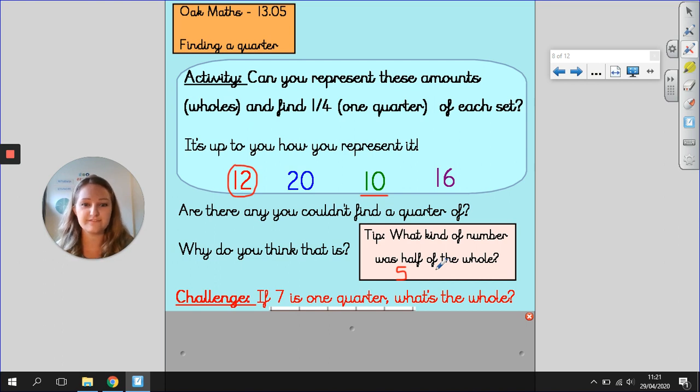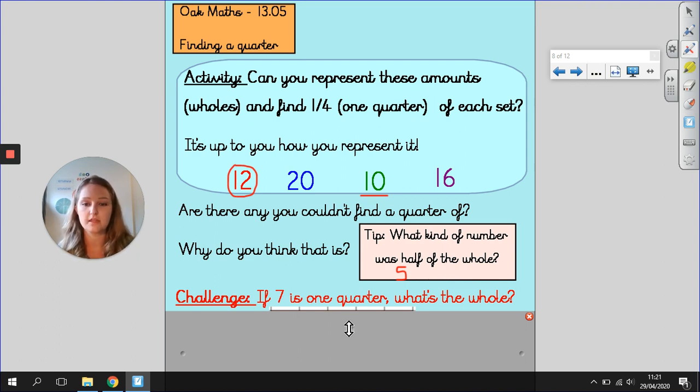What kind of number is 5? 5 is an odd number, and can we find half of odd numbers? Can we share them equally into 2 equal groups and still have whole numbers? No, we can't. So we can't find 1/4 of 10 because half of 10 gives us an odd number, and we can't find half of an odd number to give us half of a half.